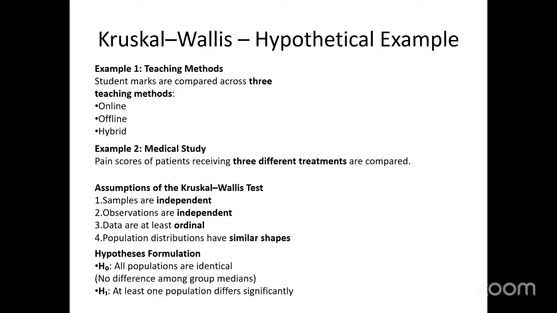Yes, ma'am. Okay. So what are the assumptions? The samples are independent, observations are independent, data are at least ordinal, and the population distributions have a similar shape. So now our hypothesis: all populations are identical, that is, no difference among group medians.